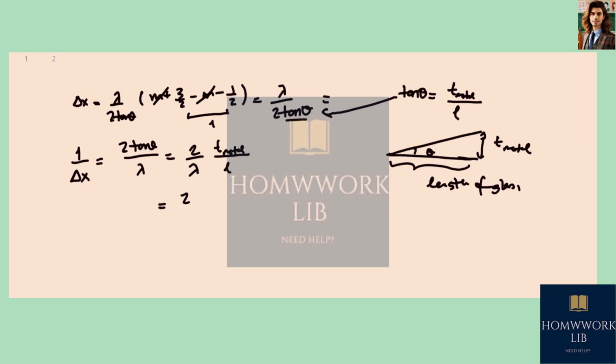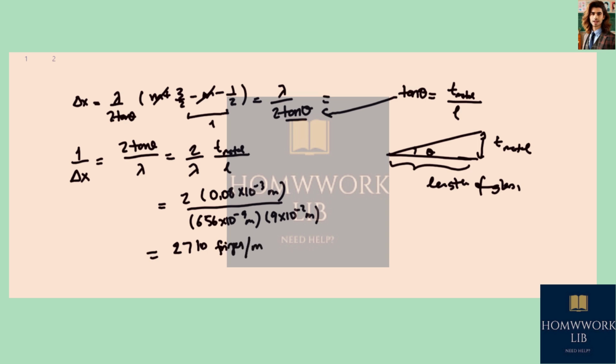From there, 2 T metal is given to us as 0.08 millimeters, so we're converting it to meters, divided by lambda, which is 656 nanometers. We converted it to meters as well. L, the length, would be 9 times 10 to the power -2 meters. So overall, we find that we have 2,710 fringes per meter, or we can say 27.1 fringes per centimeter.